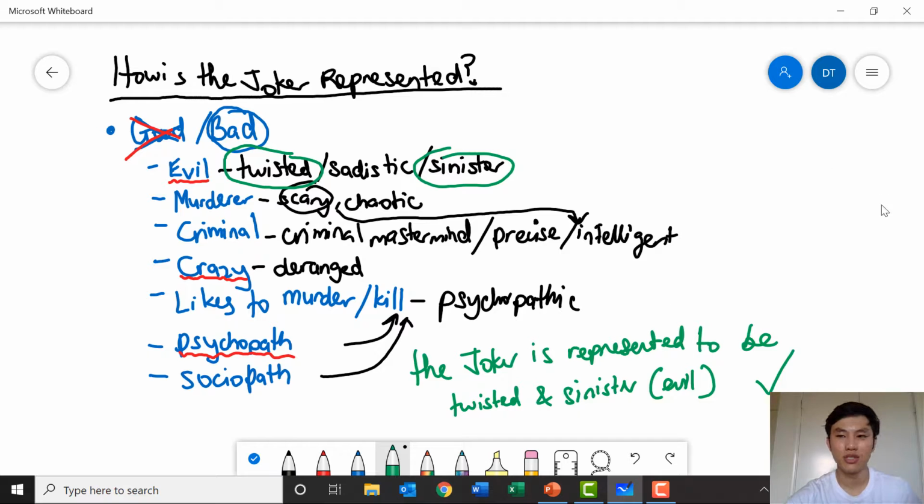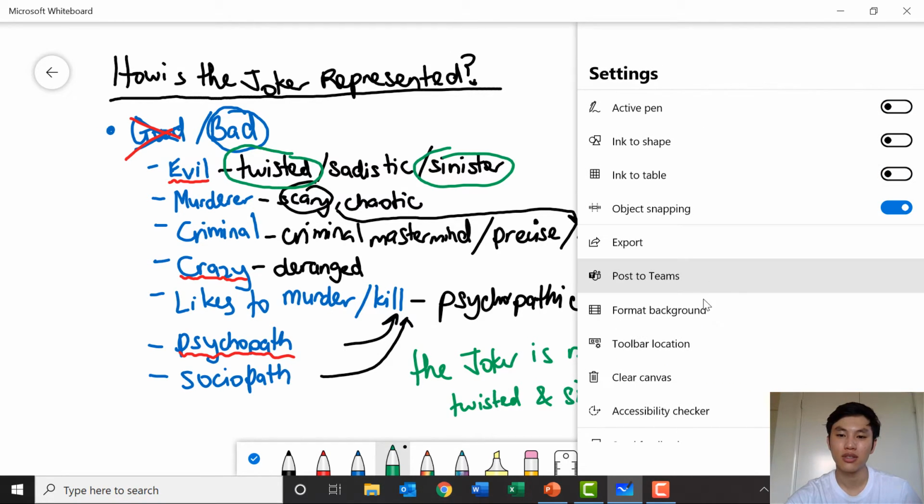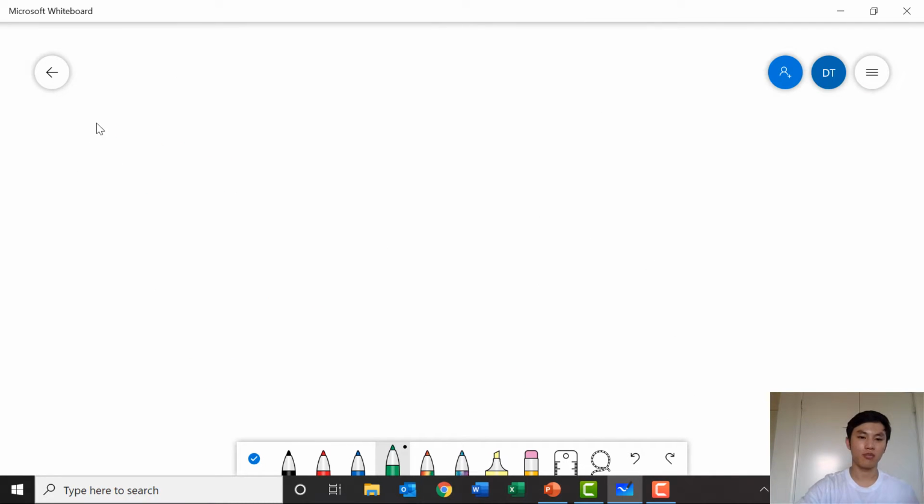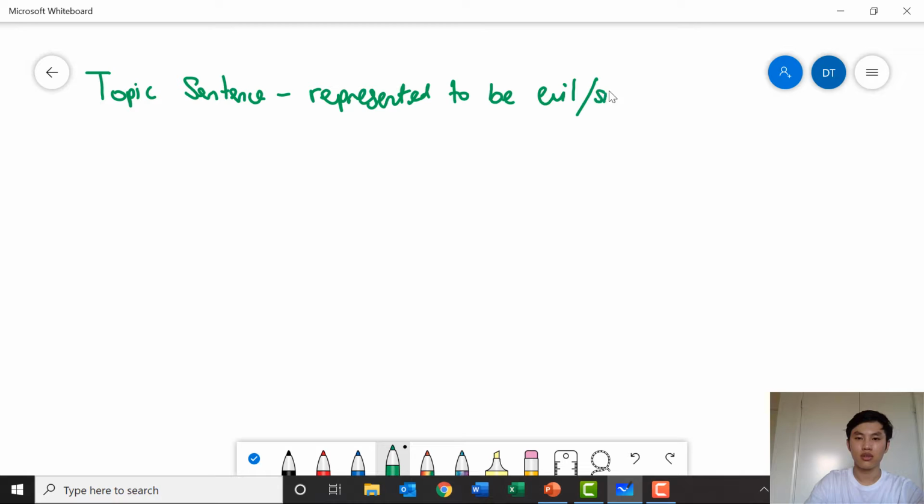So let me clear this board. Clear canvas. Okay, so let me clear this board. I write out my topic sentence again, in shorthand, so represented to be evil, sinister, twisted. Those are the adjectives that I'm going to use to describe how the Joker is represented.